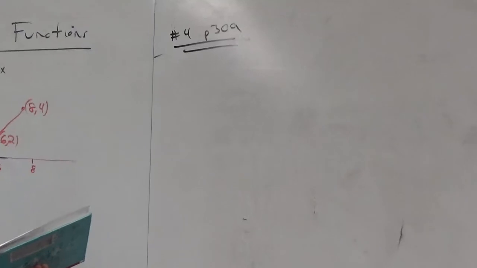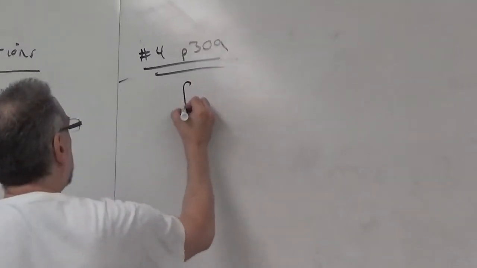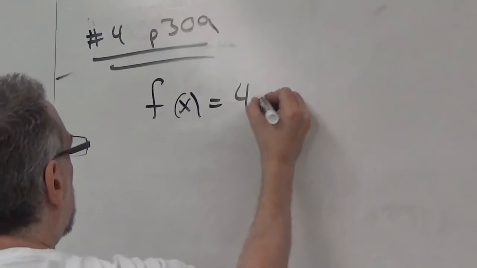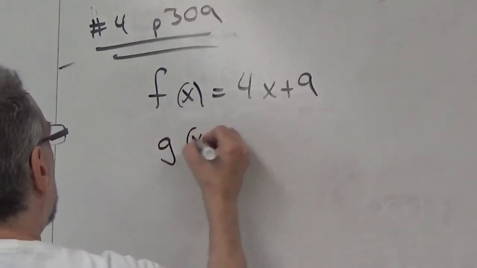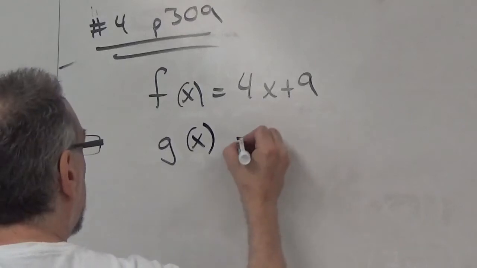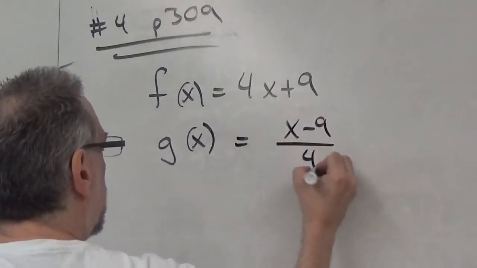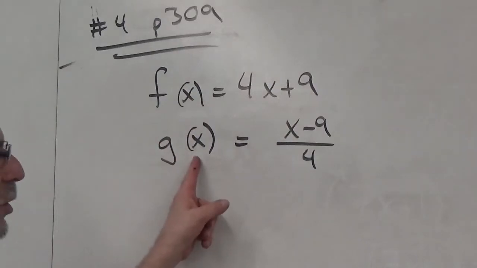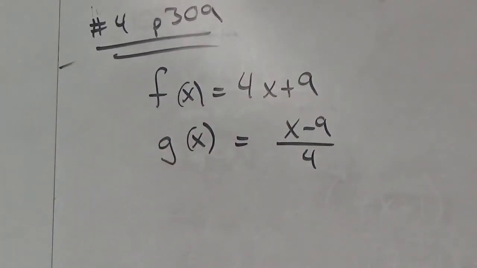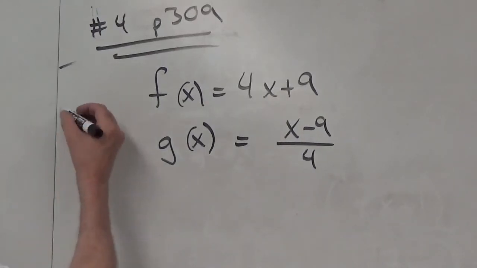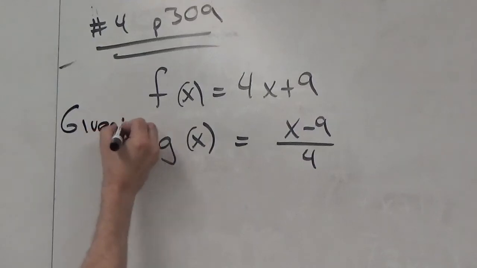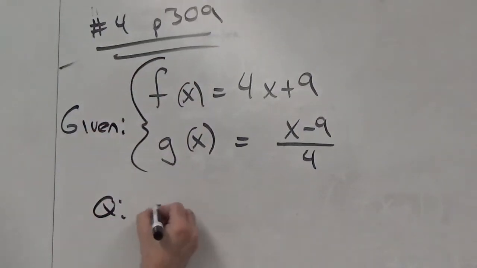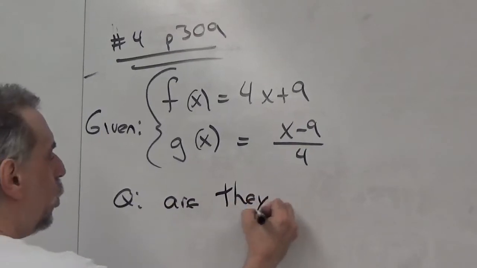We are given two functions, 4x plus 9 and (x minus 9) over 4. Okay, and the question here is, are these inverse functions? Does the output of one function, when put into the other function, give you back the original input? So we're going to use what we just learned about composition to answer this question. Right? So given these two functions, are they inverses of one another?